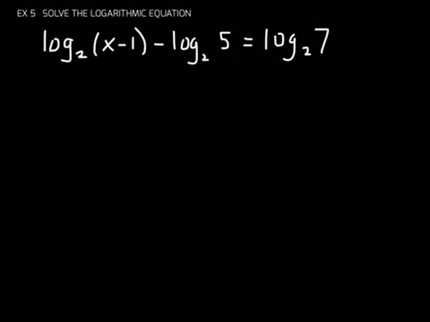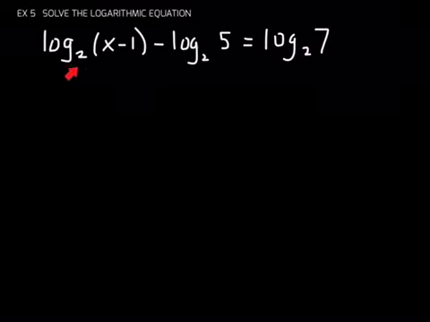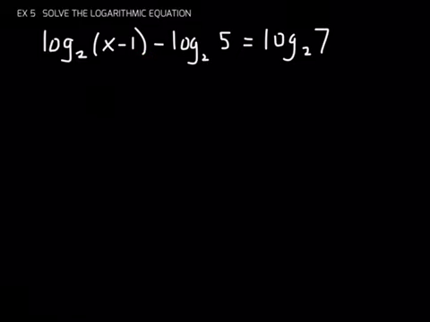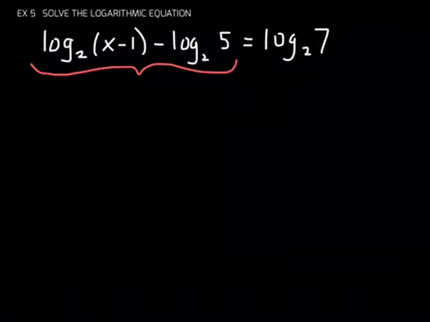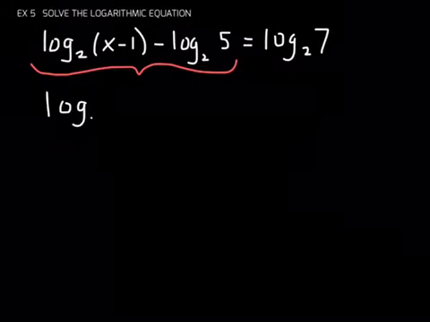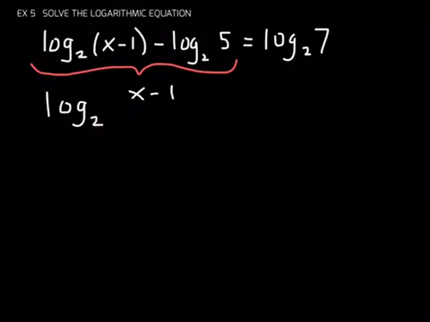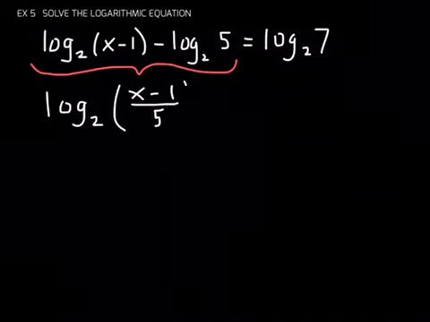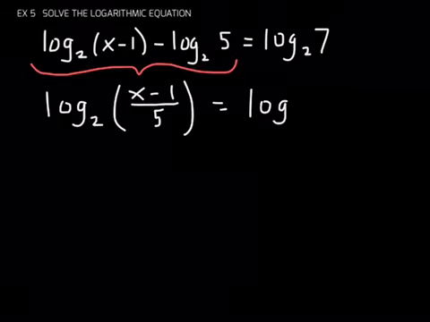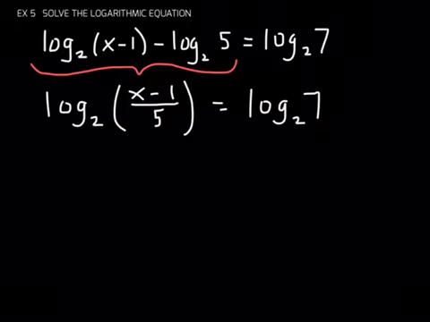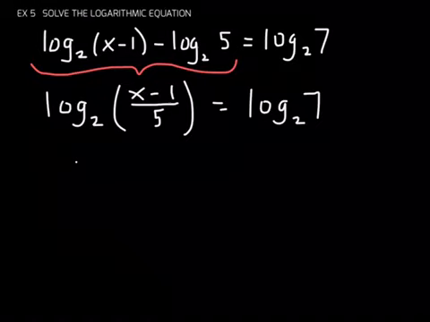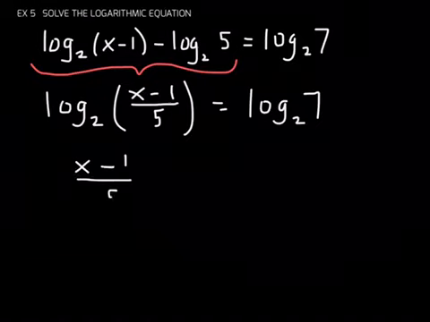The problem is I don't have just one log on the left. I have a difference of logs. But you should remember from earlier lessons that a difference of logs can be rewritten using the quotient rule as a single log. So if you use the quotient rule, this is going to be log base 2 of the first argument as your numerator, and the second argument as your denominator, like that. And so now, thanks to the quotient rule, we do have just one log base 2 equal to one other log base 2. So by strategy number 1, we can drop the logs and say, well, this is only true if x minus 1 over 5 is equal to 7.